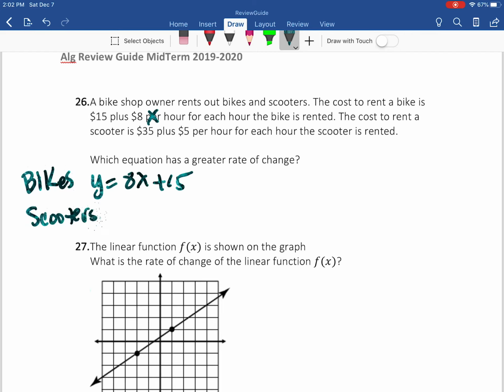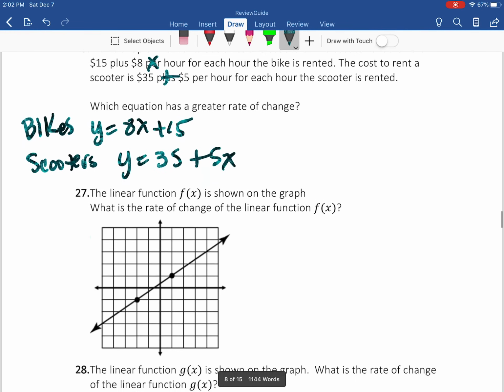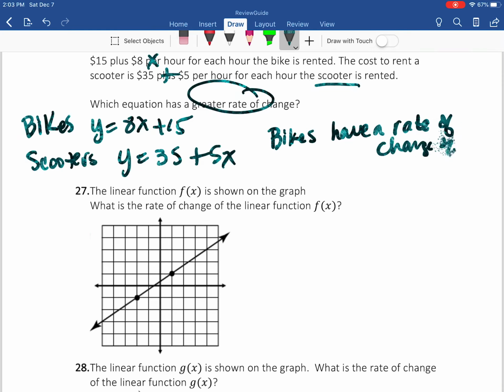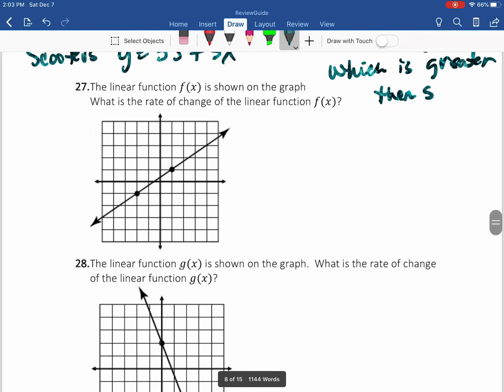Now I'm going to talk about scooters. The cost to rent a scooter is $35 plus $5 per hour for each hour that the scooter is rented. Okay, which equation has the greater rate of change? I'm looking to see which value is bigger. Well, I've got 8x versus 5x. So 8x is a larger rate of change. So the bikes have a rate of change of 8, which is greater than 5 for the scooters.